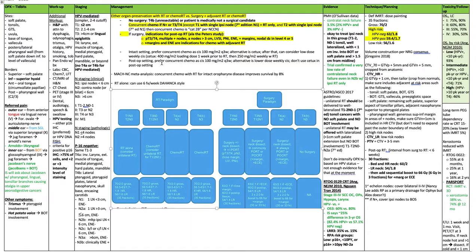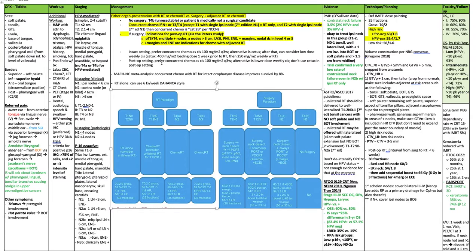Radiation paradigm for T1N0 or T2N0: radiation alone, consider unilateral radiation. 70 gray at 2 gray per fraction to gross disease, 59.5 to 63 at 1.7 to 1.8 gray per fraction, and for high risk, 56 at 1.6 for low risk, in 35 fractions.